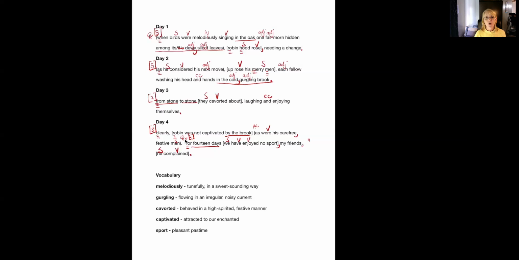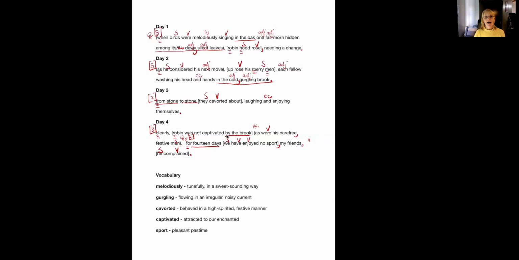We need to open quotes, prepositional phrase, for 14 days. We have enjoyed no sport. Now this, my friends, he's talking to them. That makes this a noun of direct address. So it has to be separated by a comma. This comma is because we're ending his quotes and the attribution is coming. He complained. So we'll put a period there.